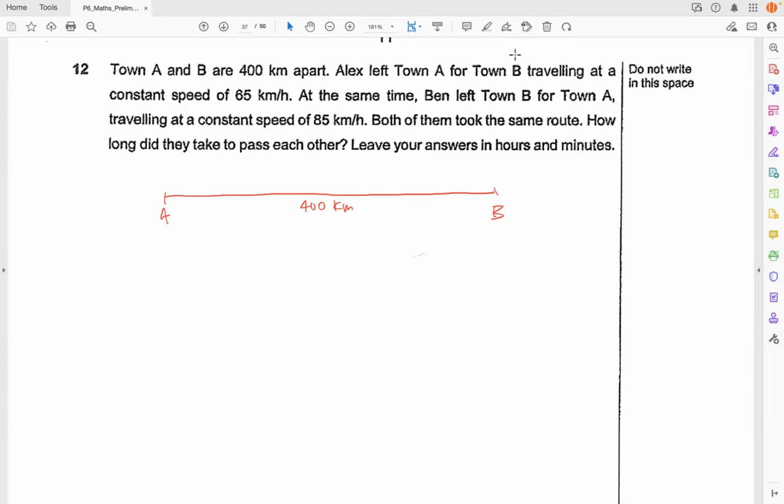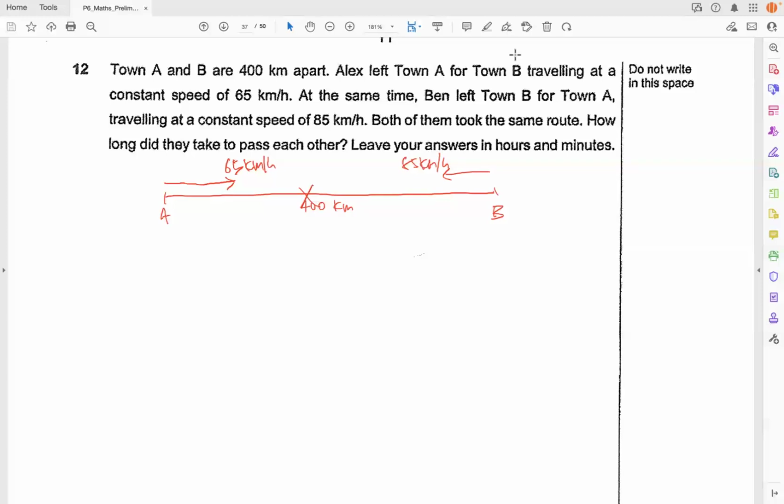Okay? Now, you have Alex traveling from A towards B at 65 kilometers per hour. And then you have Ben traveling from B to A at 85 kilometers per hour. And they'll meet somewhere here, okay? Now, the question is, how long did they take to pass each other? So it's asking for the time, right?